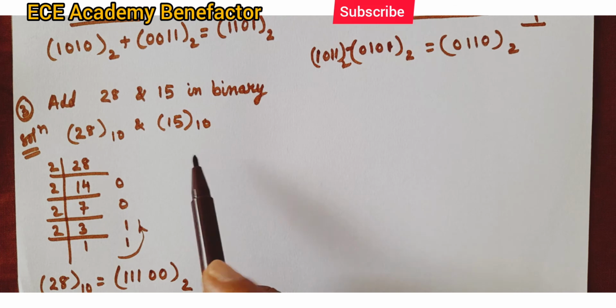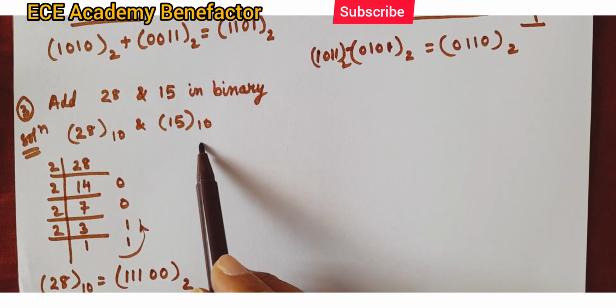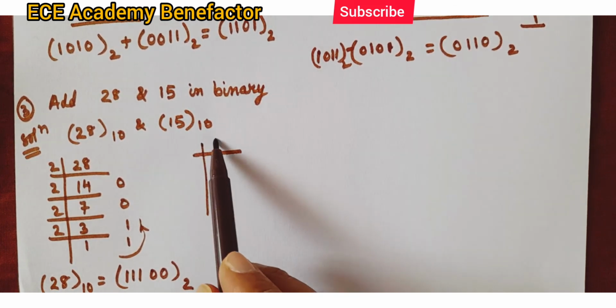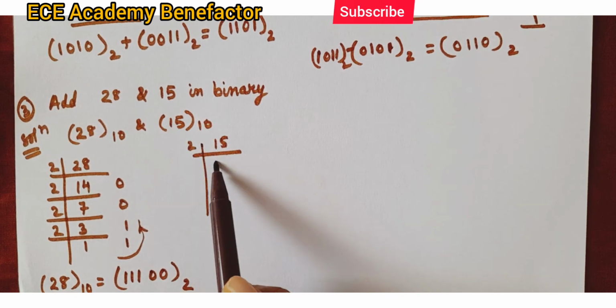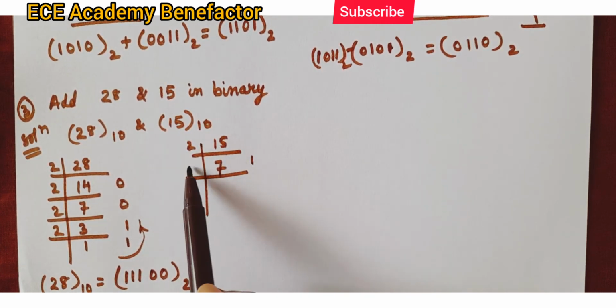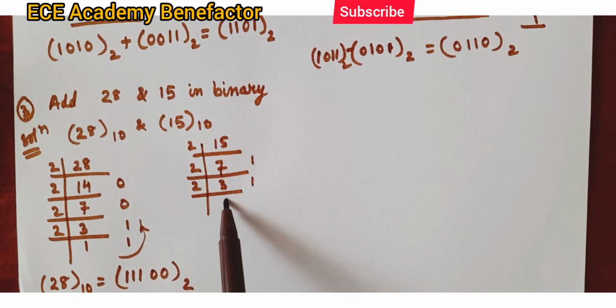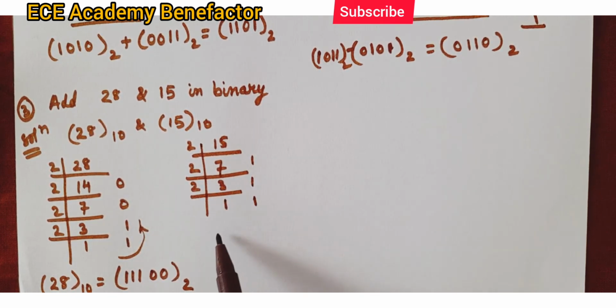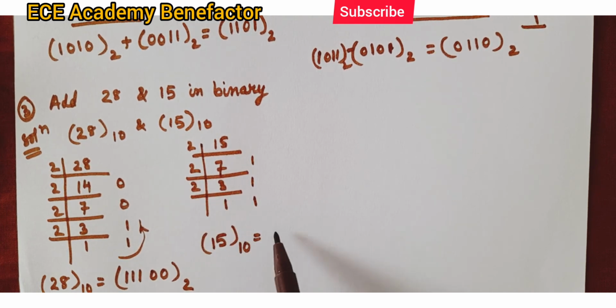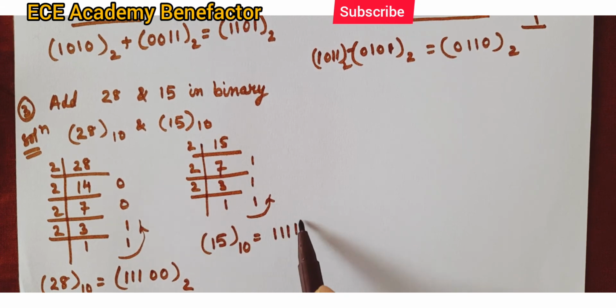So now next we have to convert this 15 into binary. 2 7s are 14, 1 is left; 2 3s are 6, 1 is left; 2 1s are 2, 1 is left. So 15 decimal is converted, you have to read this way. So it is 4 ones in binary.